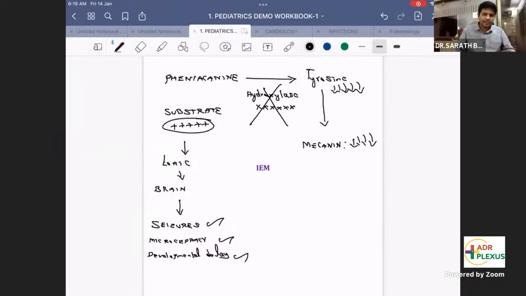When you go to the other side, what will happen to the product? The product tyrosine is not formed adequately, as a result of which melanin will also not be formed, leading to reduced melanin. You all know that melanin is responsible for pigmentation of the skin. Absence of melanin leads to absence of pigmentation, leads to what? You can say albinism. And also, melanin protects you against so many allergic disorders, particularly eczema. Because of the absence of melanin, you can get chronic eczema too.